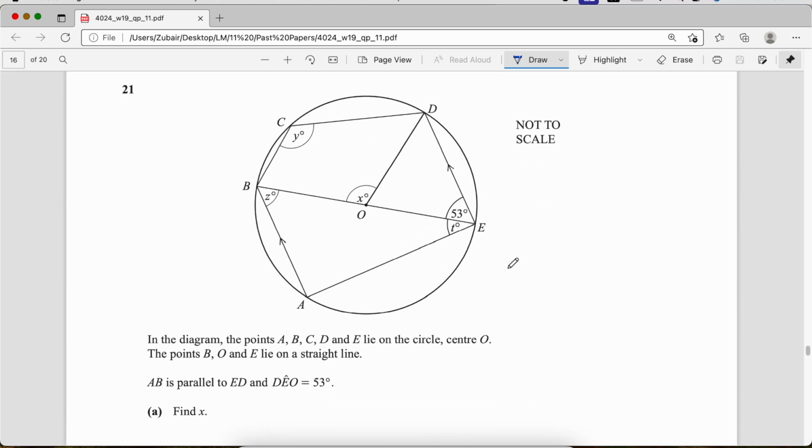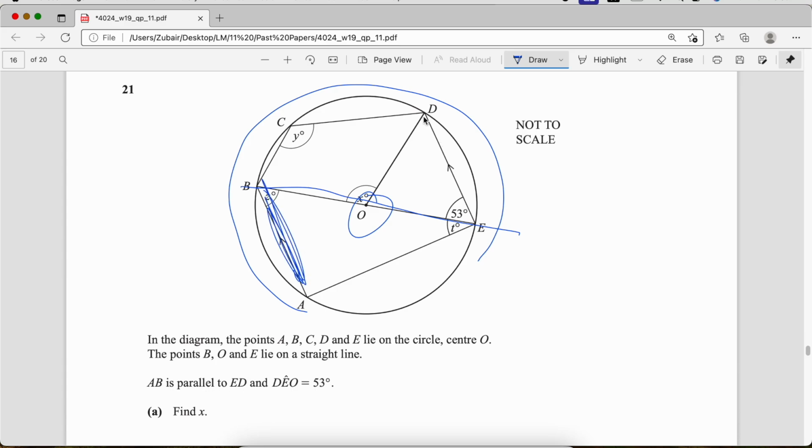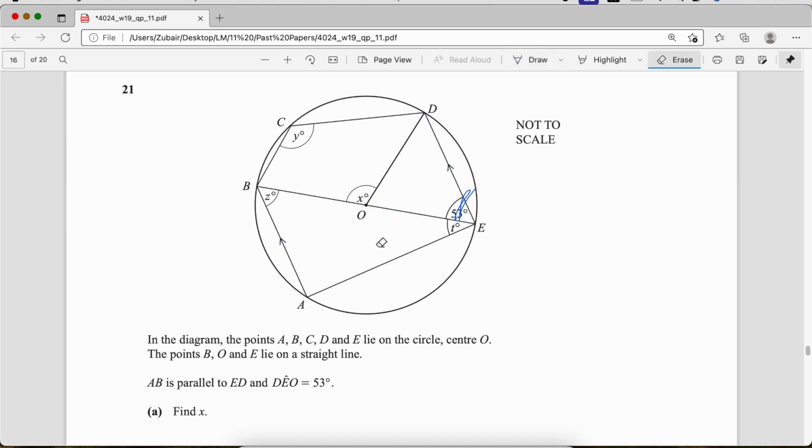Question 21, circles. In the diagram, the points A, B, C, D and E lie on a circle with center O. The points B, O, E lie on a straight line, that's a diameter as well. AB is parallel to ED, and DEO is 53. Now we are going for x.